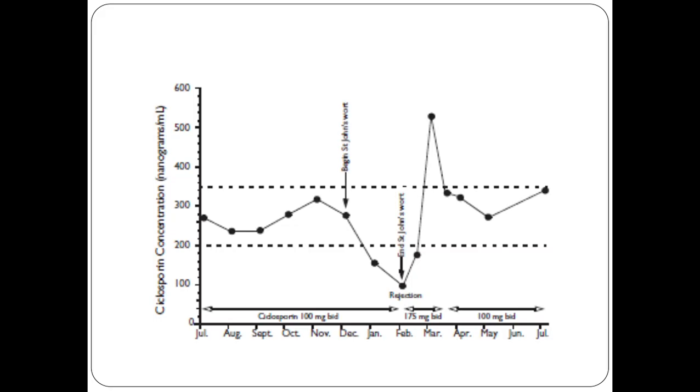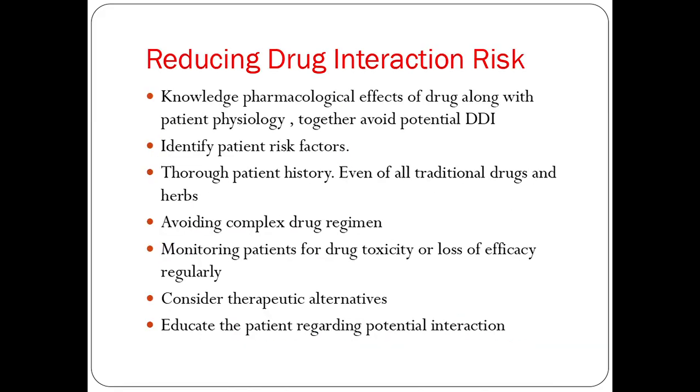That is, if you use cyclosporine for graft rejection, it will not be effective if it is given with St. John's wort. So in this case, you have to increase the dose, here 175 milligram and 100 milligram BID, then increase. So you can go through different articles and books to learn more about this picture and more about this drug interaction.